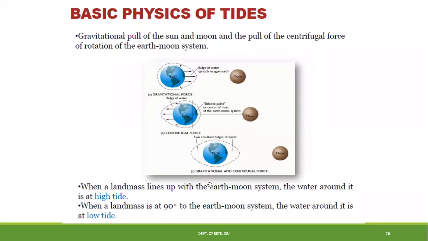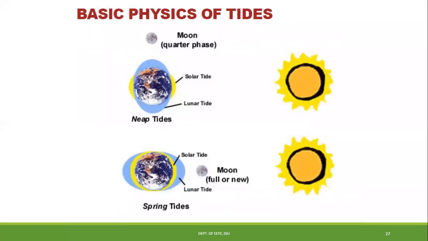When the land mass lines up with the earth-moon system, the water enters the high tide. You see that? The moon here attracts the water, so the high tides are going on. We also know about the neap tide and spring tide, that the tide can happen both for the moon and also for the sun. When the moon and the sun are in the same direction, in the same position, the tides are very high. When the moon and sun are in a 90 degree direction, perpendicular to each other, the tides are low.